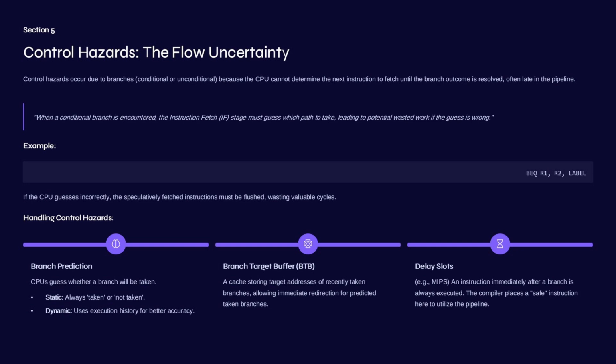Second, branch target buffer, the BTB, a small cache that stores the target address of recently taken branches. If the same branch shows up, the CPU can predict where to jump immediately. Third, delay slots. Some architectures, like MIPS, use branch delay slots. The instruction after the branch is always executed, regardless of the branch outcome. The compiler places a safe instruction there.